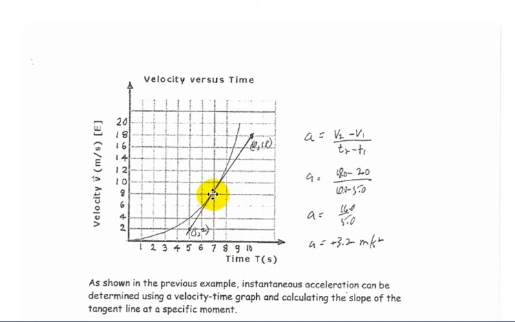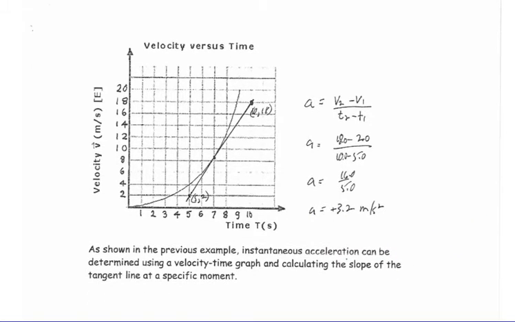So what you have to do is make a tangent line there, kind of maximizing what the slope would look like. So I did that here on this booklet, and then picked 2 points in there. 5, 2 is a point that went through there, and 10, 18, and basically just figuring out the slope of that tangent line. And in this case, it works out to be plus 3.2 meters per second squared. So as shown in the previous example, instantaneous acceleration could be determined using the VT graph and calculating the slope of the tangent line at that specific moment.